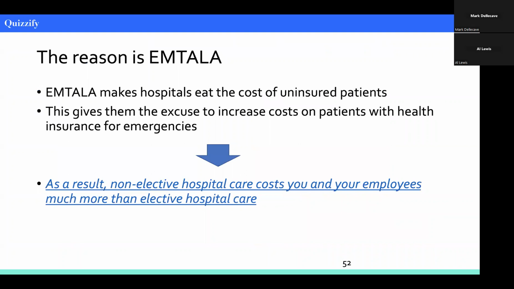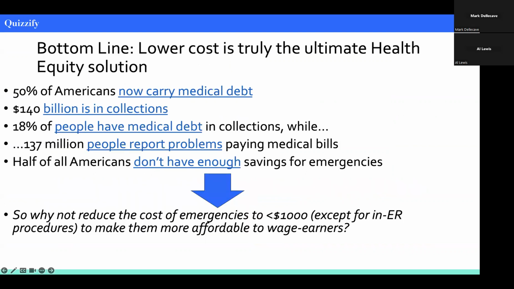I just basically talked through this slide. But what I didn't mention is the name of the law that makes this happen. It's called the Emergency Medical Treatment and Labor Act of 1986, where they have to eat the uninsured costs. So the bottom line is, this is truly the ultimate health equity solution, which is just everybody pays lower costs, not just the people who can't afford it.